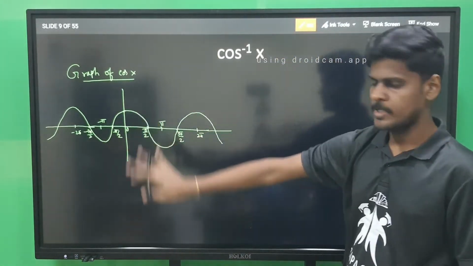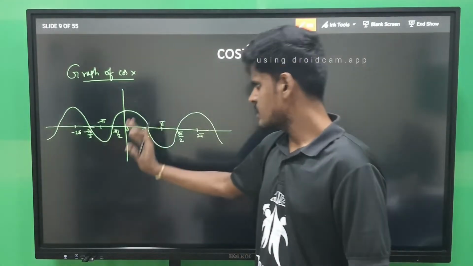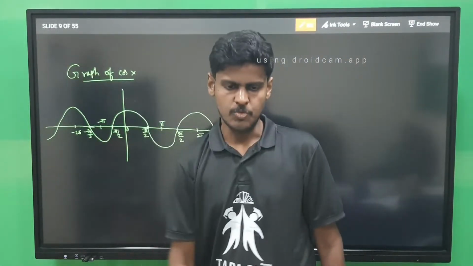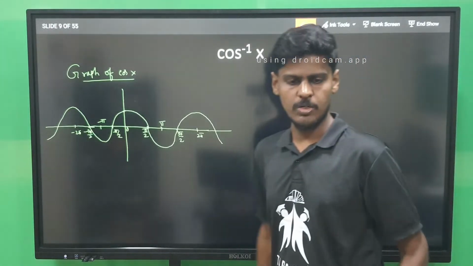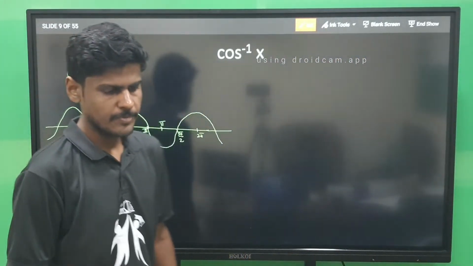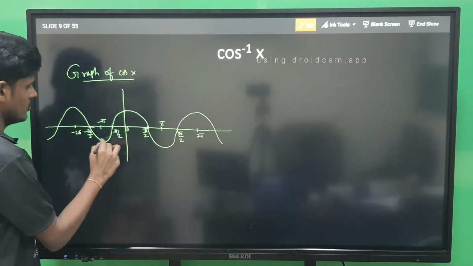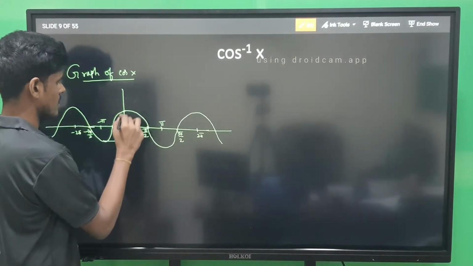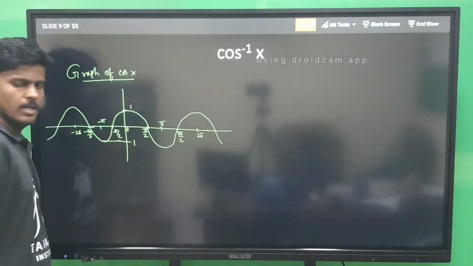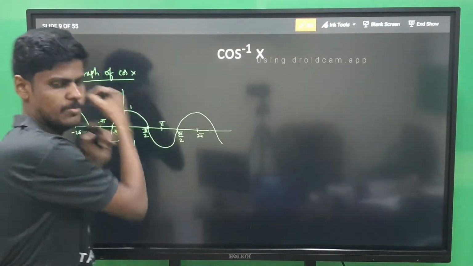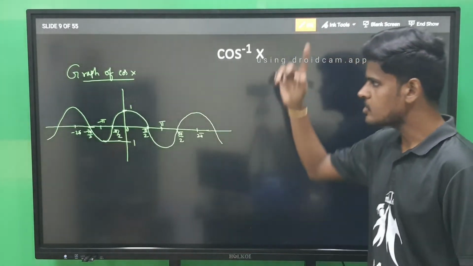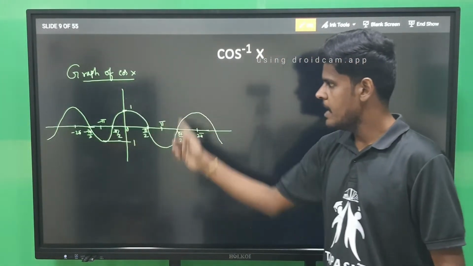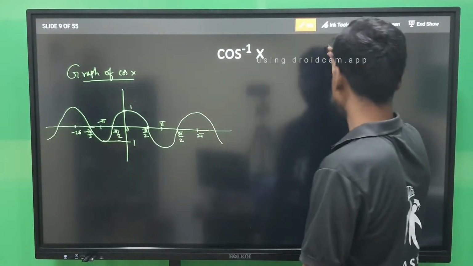Now what is the output of this function? It always lies between minus 1 to 1. So we will assume the codomain is also between minus 1 to 1 for this function. So this is minus 1 and this value is 1. So we will assume the codomain of cos x is also minus 1 to 1 first. That means the domain of cos inverse will be again between minus 1 to 1.